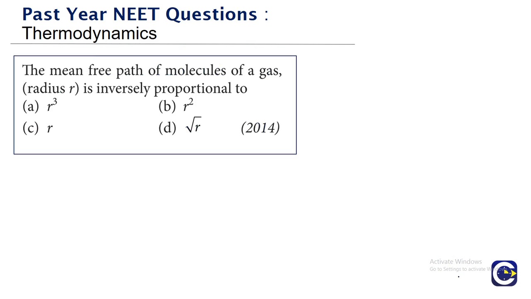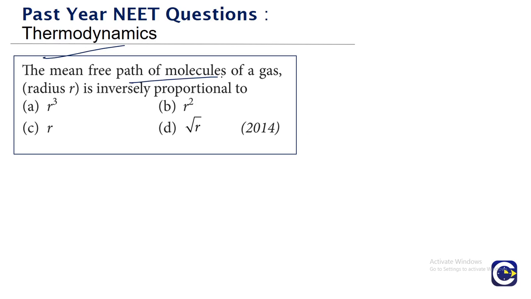Next we have a straightforward formula question based on the mean free path. As per the kinetic gas theory, the gas molecules will be in continuous motion. They will keep colliding with the other molecules of the gas as well as with the walls of the container. The average distance between two successive collisions is what we call the mean free path. And here they are asking us what?